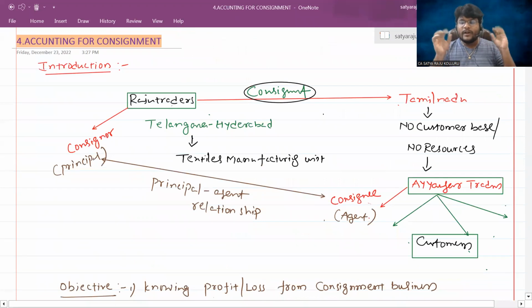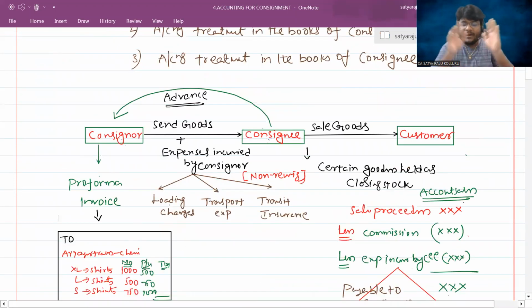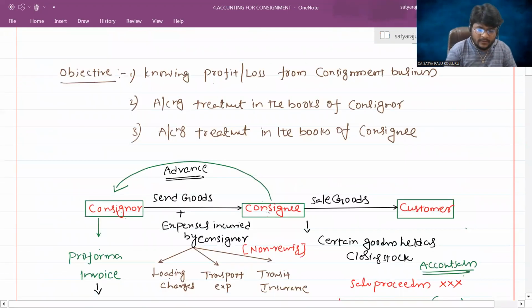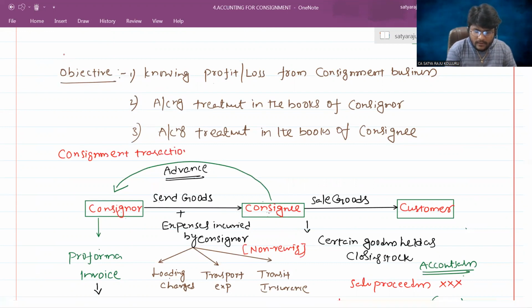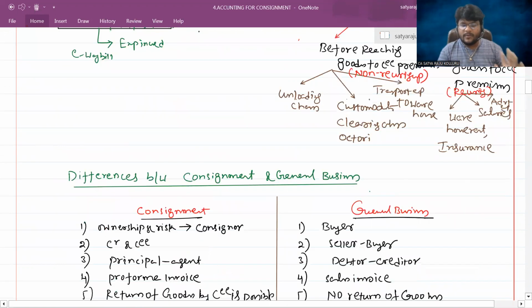In this lecture, we just understood, as an introduction, the meaning of consignment, and we saw the things we are going to learn in this chapter. Then consignment related transactions we are going to see. Here you can put the name as consignment transactions. We just understood the business procedure of the consignment, and we also saw how the general business is different from the consignment business. Am I right?